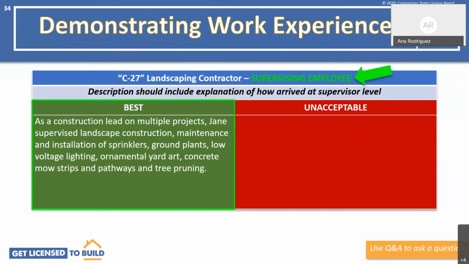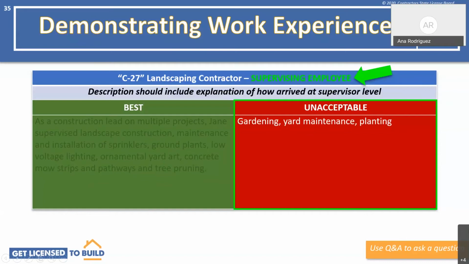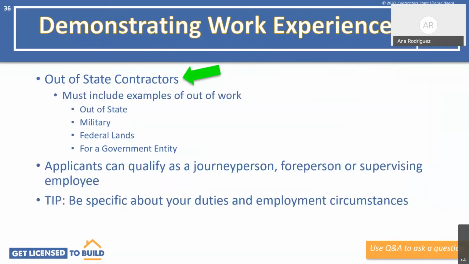Unacceptable here for the supervising employee would be something more generic, something like this. Gardening, yard maintenance, planting. So as you can see, we want something that's more detailed, has more information.